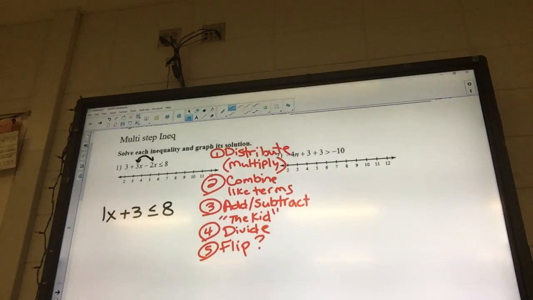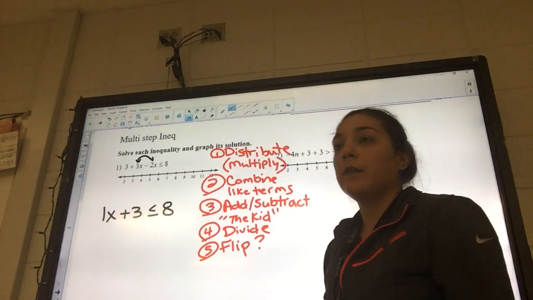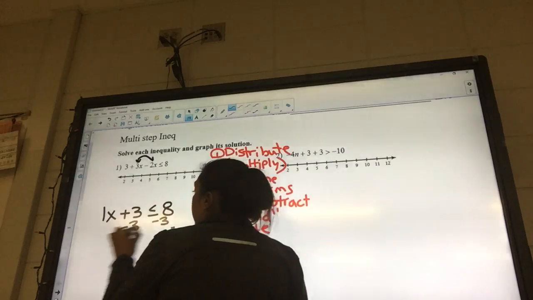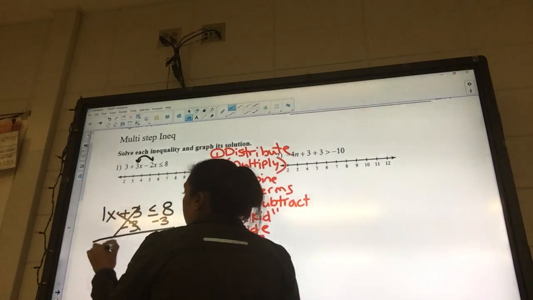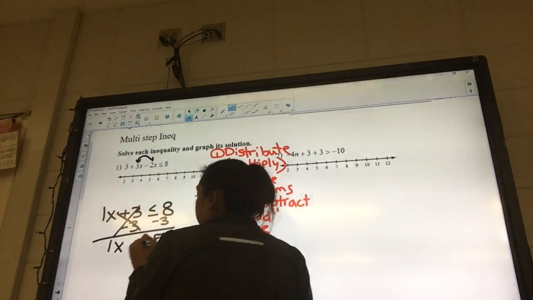Our next step says add or subtract the kid. Who's the kid? The 3. So do we add or subtract it? Subtract. We're going to subtract it. So 1x is less than or equal to 8 minus 3, which is 5.